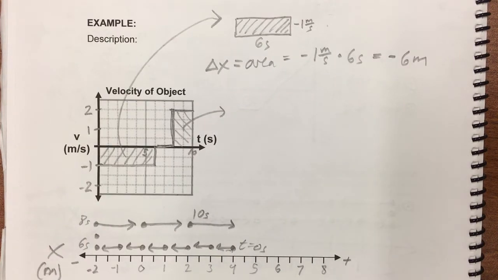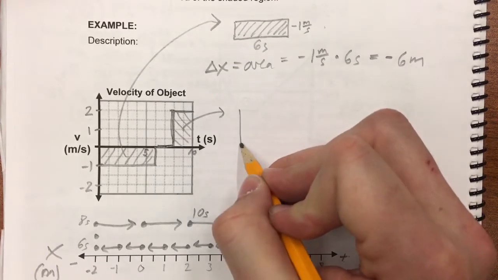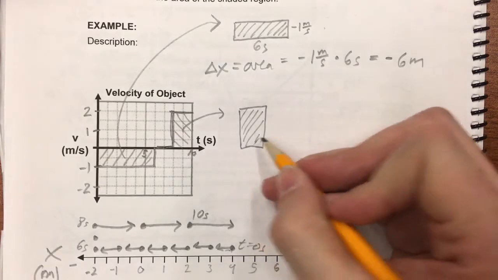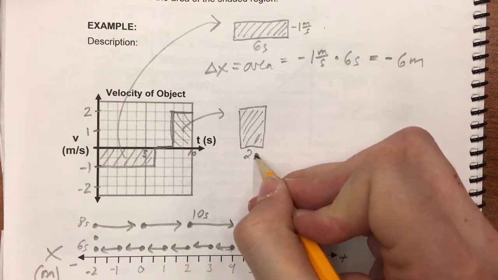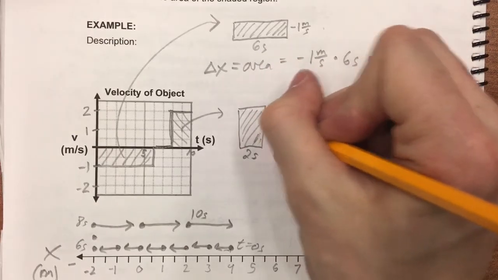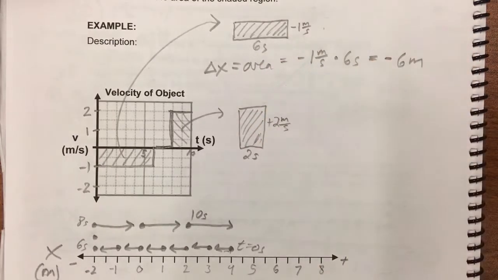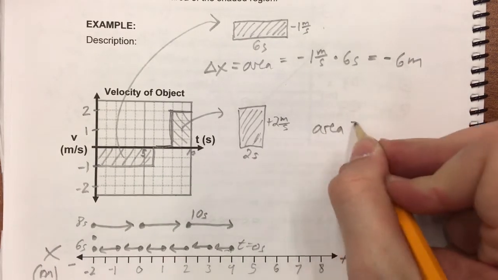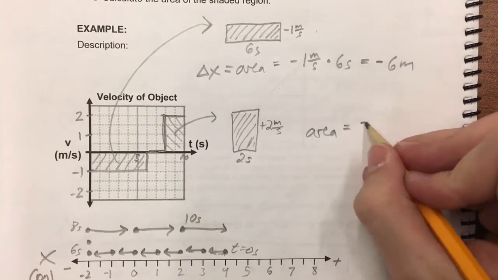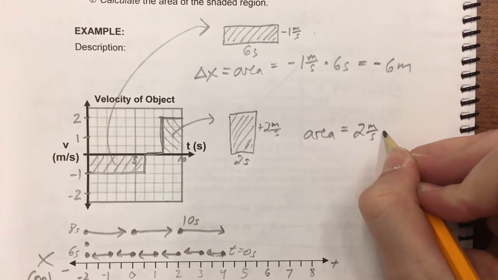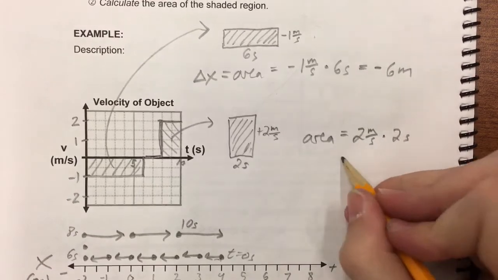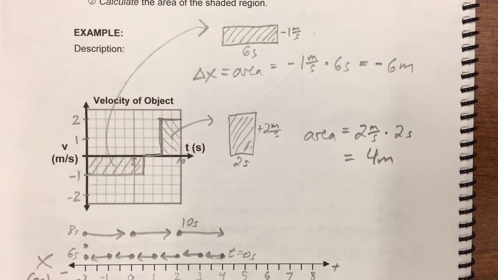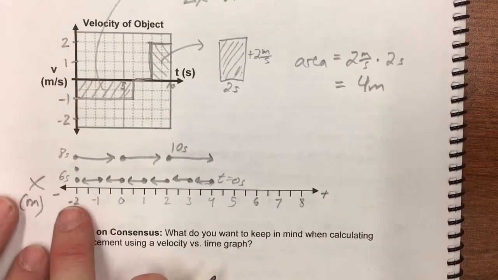I just want to show you that it works to begin with. I'm going to copy over this shape, which is now 2 seconds wide and +2 meters per second high. We're going to calculate the area again. We're going to say that the area equals 2 meters per second times 2 seconds, which is equal to 4 meters. And we want to ask ourselves, is this consistent with what we see in the motion map?